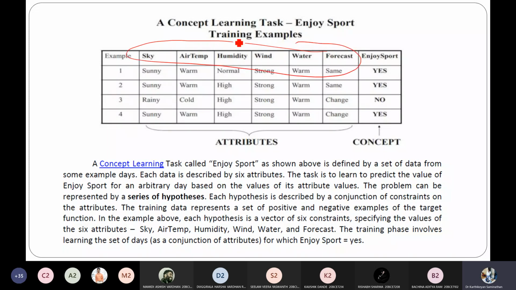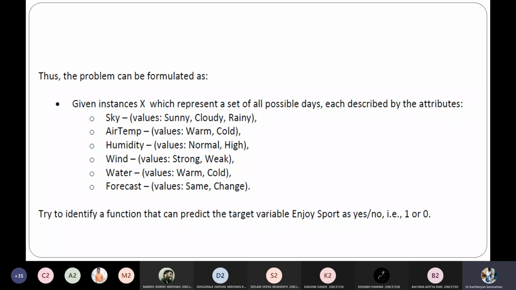Now these 6 parameters are classified. Sky has 3 values, sunny, cloudy, and rainy. Air temperature is warm or cold. Humidity is normal or high. Wind is strong or weak. Water is warm or cold. Forecast is same climate or some other climate change. So now these are the values of the variables.